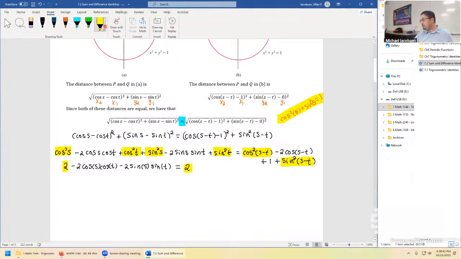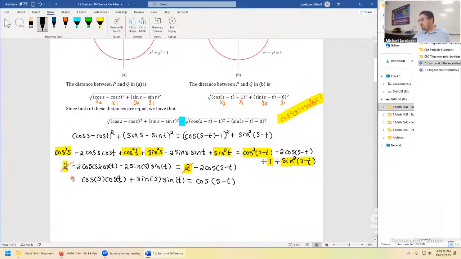Let me highlight that in yellow, and the 1 as well, since we combined it. Minus 2 cosine s minus t. Next miracle that happens algebraically is you could just subtract 2 from both sides. Those just cancel off immediately. Next thing you can do is just divide both sides by negative 2. It's a factor in every single term that survived. If we divide all sides by negative 2, we get cosine s cosine t plus sine s sine t equals cosine s minus t.